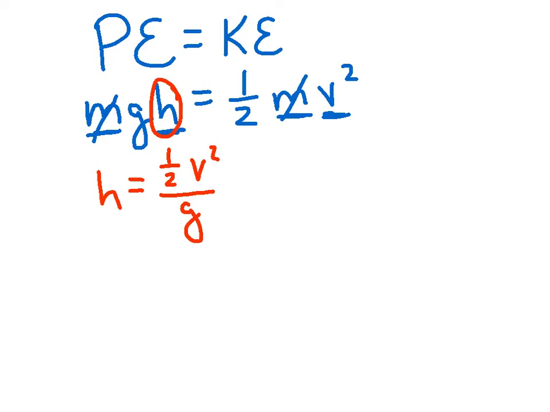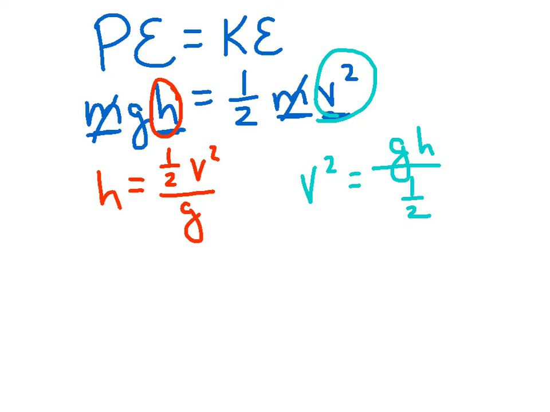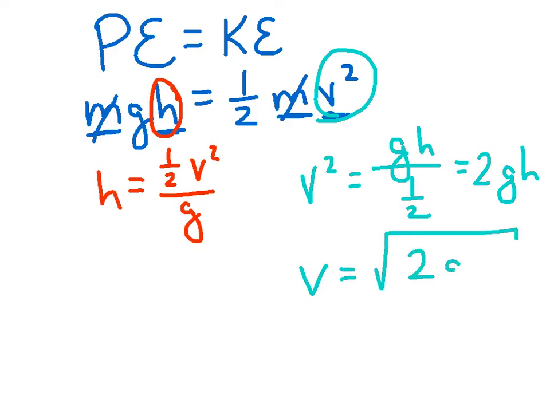Now we can do the same thing, let's go with this color, and solve the equation for velocity. If we solve for v squared, we are going to get gravity times height divided by 1/2, which is the same thing as doubling the gravity times the height. But that's v squared, so really we have to take the square root of both sides. And we get v is equal to the square root of twice the acceleration due to gravity times the height that the object can fall.